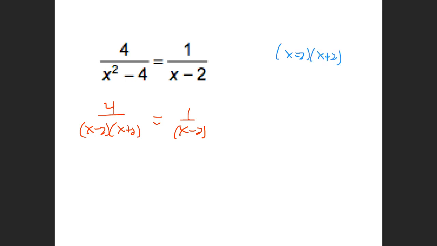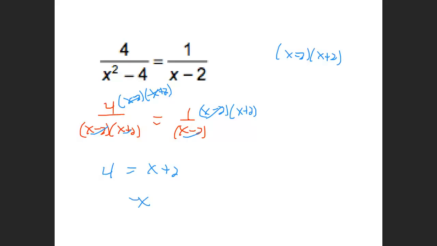So I'm going to multiply everything by (x minus 2)(x plus 2). Okay, then it's like, oh, that crosses out. Awesome. I'm left with 4 is equal to, oh, the x minus 2's cross out, x plus 2. Oh, my answer is x equals 2.